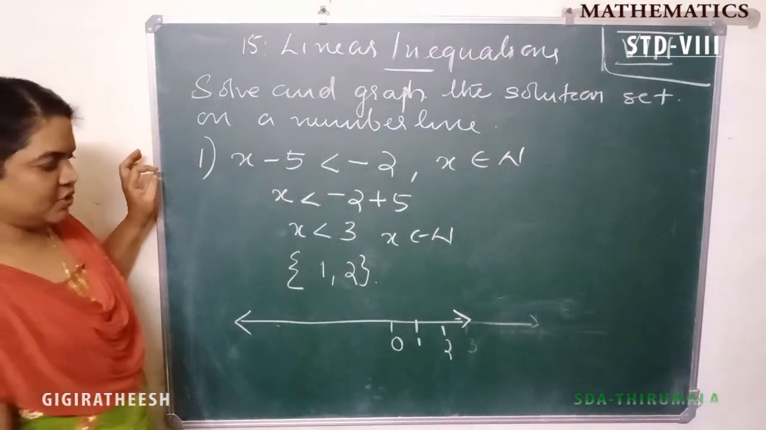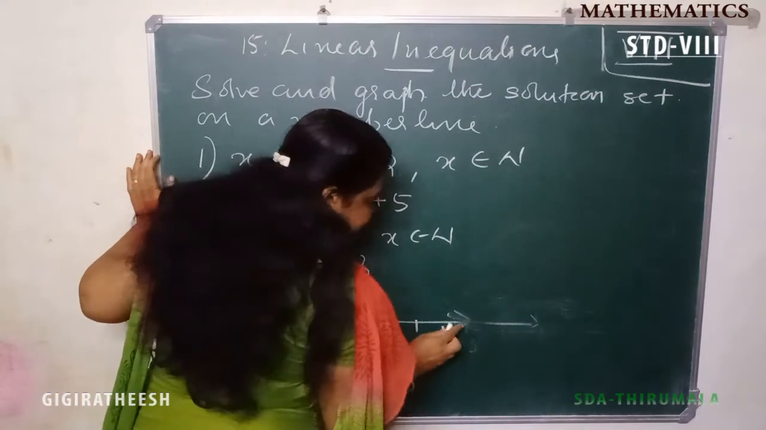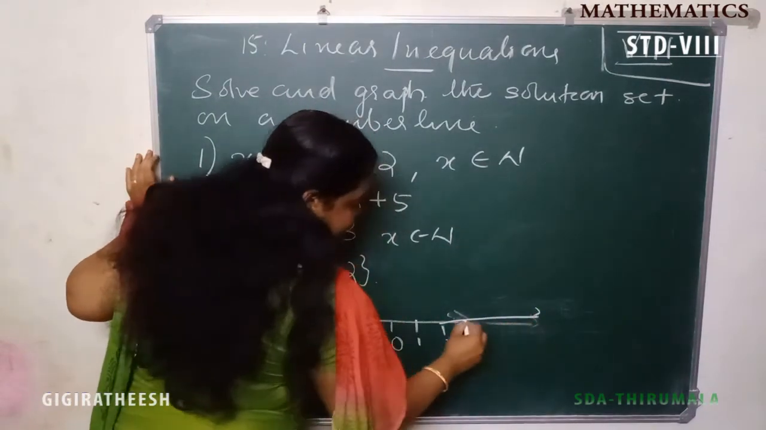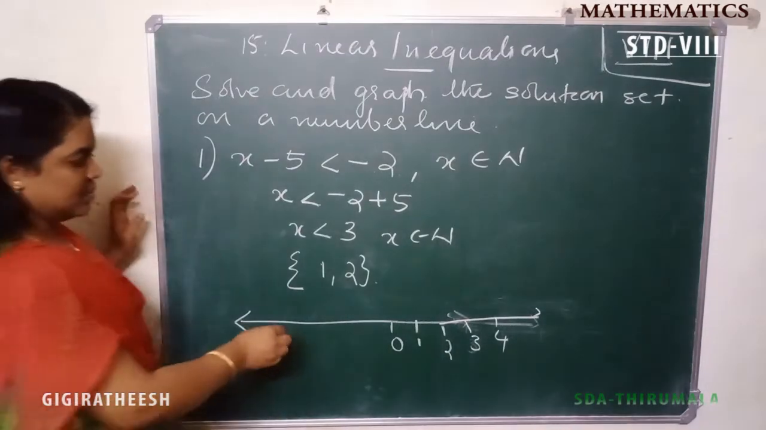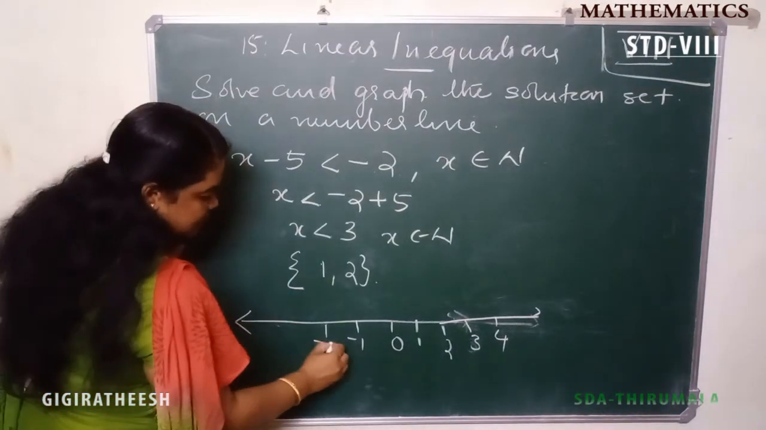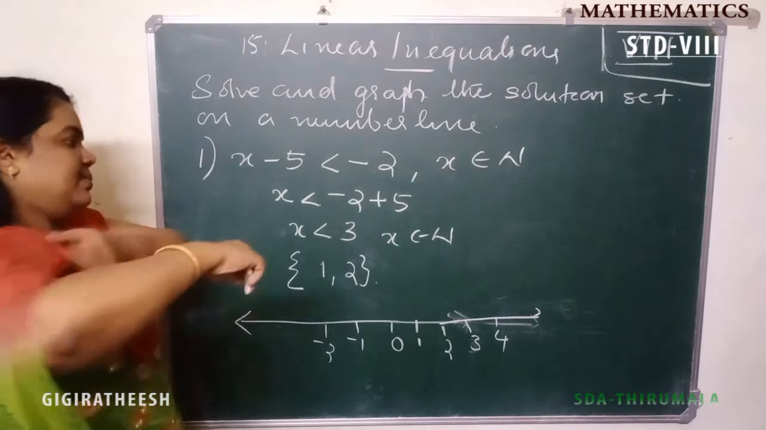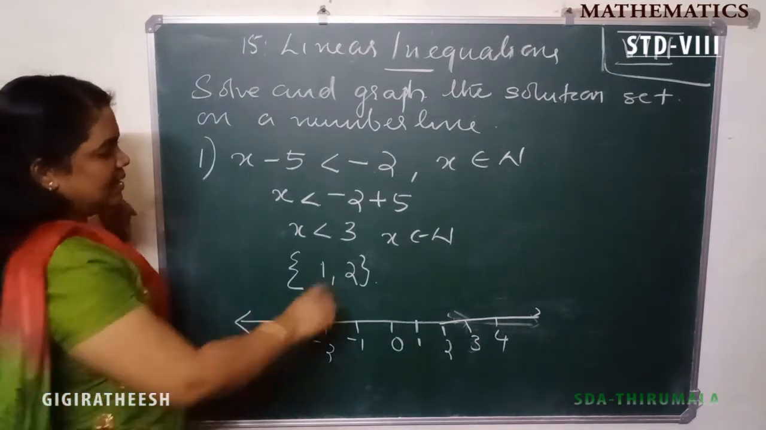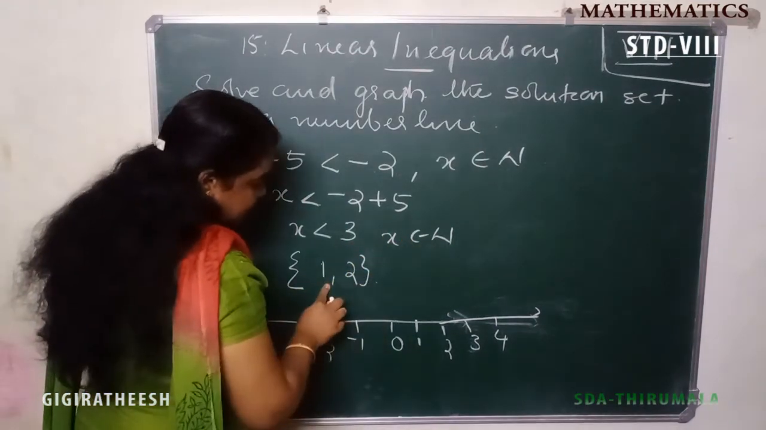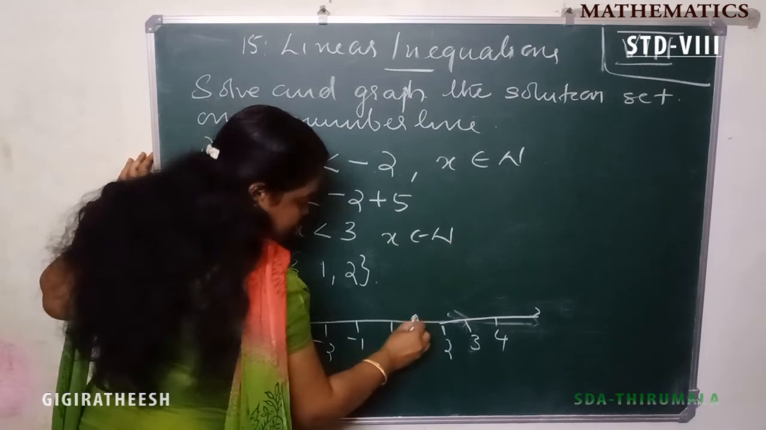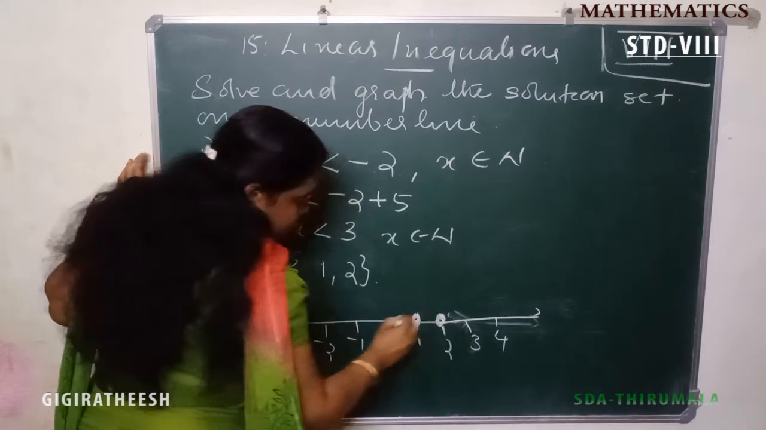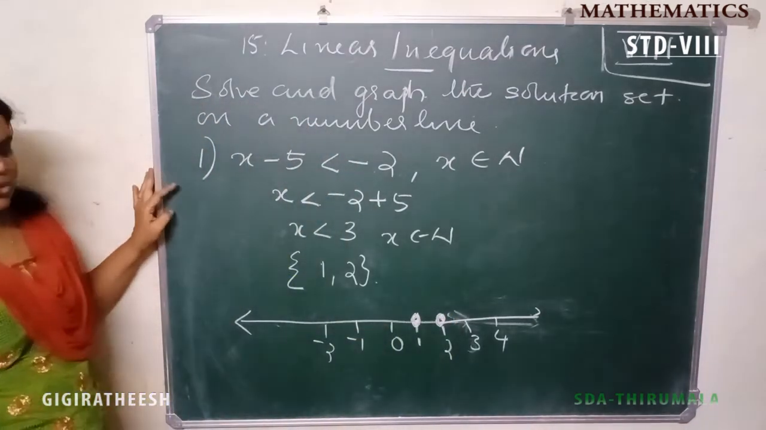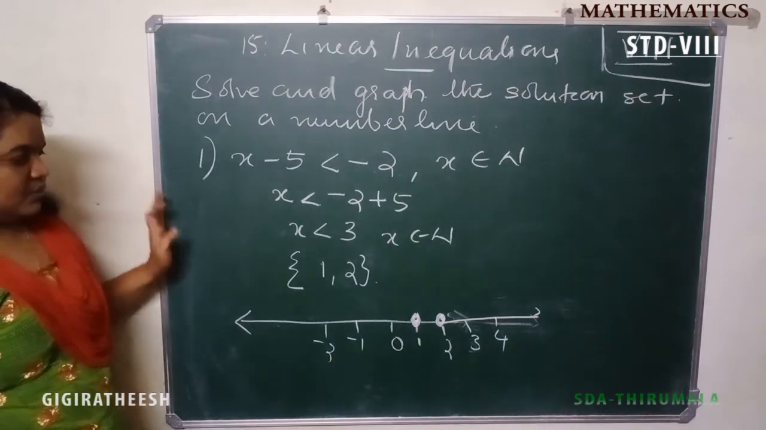That is 0, 1, 2. You should write an extra number, 3 or 3 and 4 on the right side, and then minus 1, minus 2, etc. Okay, then x less than 3, x element of N, we need 1 and 2. These are natural numbers, we need the numbers only 1 and 2. So you should bubble 1 and 2. Okay, this is the first question.